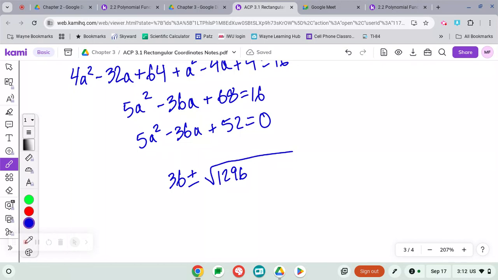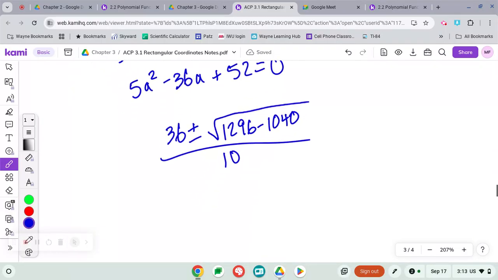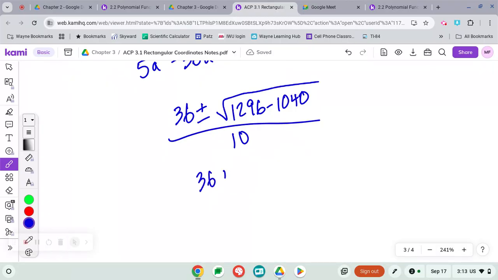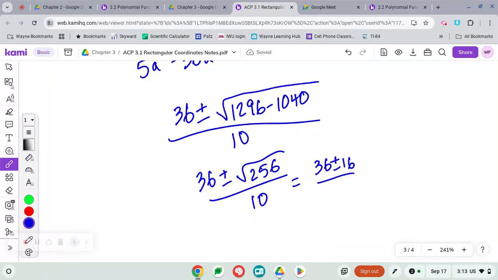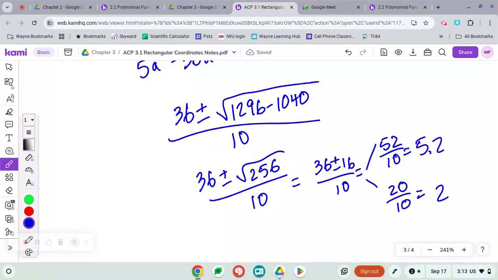Then it's going to be 1296 minus 4ac. So 4 times 5 is 20. 20 times 52, that's 1040. It'll be minus that. All of this over 2a, 2 times 5, which is 10. Okay, what does that simplify to? It's going to be 36 plus or minus the square root of 256, all this over 10. And then from here, we get 36 plus or minus 16, all over 10. And that's going to split up to 52 over 10, and then 20 over 10. Okay, at this point, we'll get both 2 and 5.2 as our two answers.